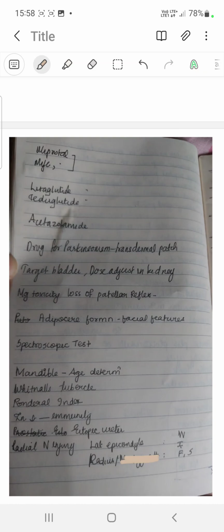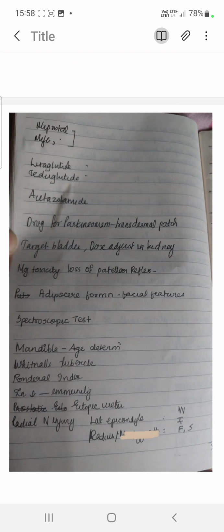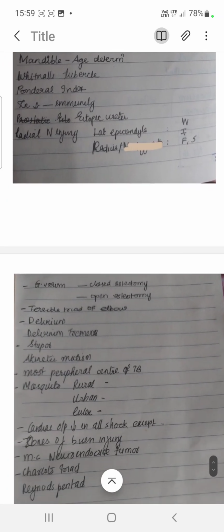Here at the level of the radius, if injury occurs, both the superficial radial nerve and the PIN will be gone. So finger drop and sensation will be gone. That's why I'm giving the mnemonic WIFS. This is weekly iron folic acid supplementation. At the level of the lateral epicondyle, wrist drop; then when it comes below, at the level of the radius, F and S: finger drop and sensory loss. No wrist drop.